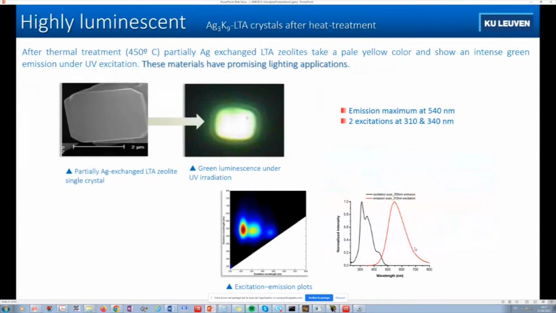So I'm sure you are aware of this material. These are LTA zeolites exchanged with silver. It was seen that after this thermal treatment, they became extremely luminescent. They are a bit pale yellow, but they also show a huge green luminescence, and it's also inside. It's not just on the surface; it's the full crystal that's becoming luminescent. And you see here the 2D plot, mainly one emission and different excitations.